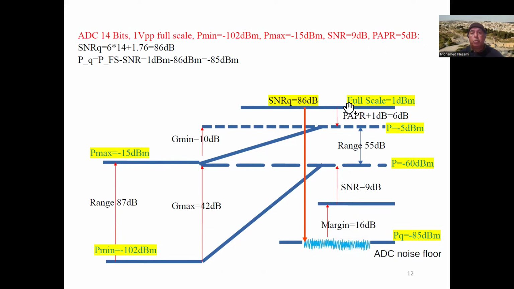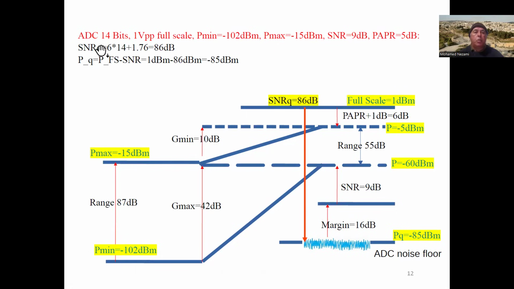The first thing from these is evident. We have a full scale which is 1 dBm. And that basically converts the 1 volt peak to peak to RMS, and then from RMS you compute the power, and then compute the power in terms of dBm relative to 1 milliwatt. So we've got 1 dBm as the full scale of the ADC.